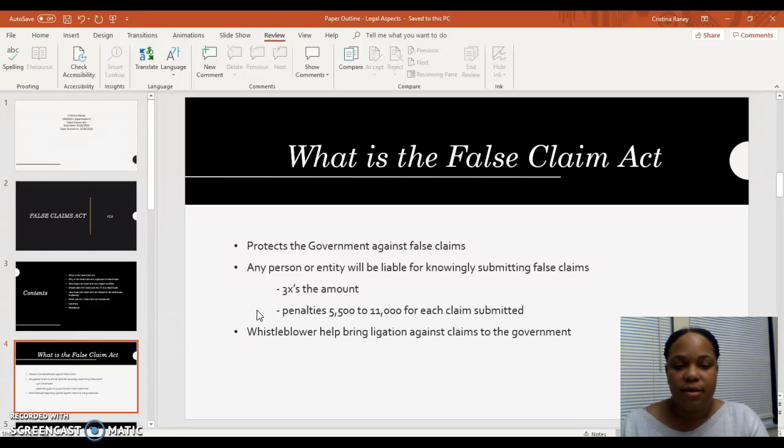What is the False Claims Act? The False Claims Act started to protect the government against false claims, meaning they needed to fight against submissions of false claims for payment. So they started with this act. Any person or entity is liable for knowingly submitting false claims to the government. Their penalties can be $5,500 to $11,000 for each claim submitted, and 3 times the amount of what was paid to the provider or entity.